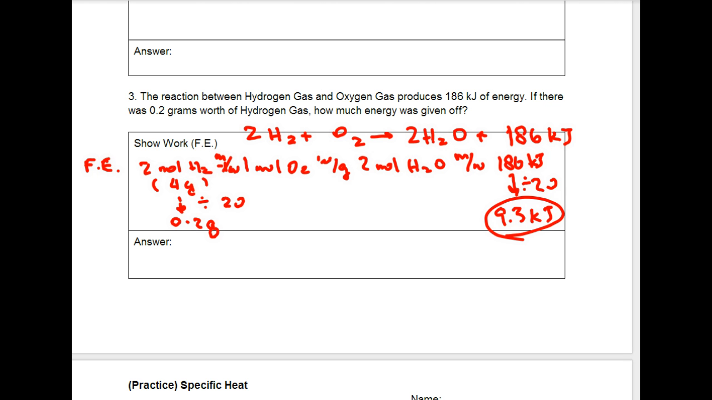And for number 3, we have the same thing. We have hydrogen and oxygen gas producing water, and it's asking for 0.2 grams worth of hydrogen gas. From the reaction, 2 moles of hydrogen gas is 4 grams, so we're dividing by a factor of 20. If we do the same thing for the energy, we should get 9.3 kilojoules.